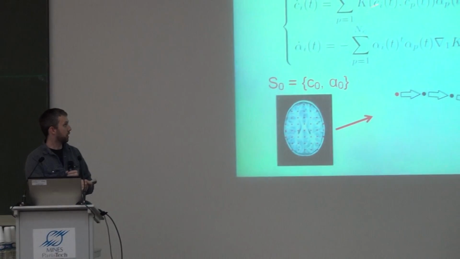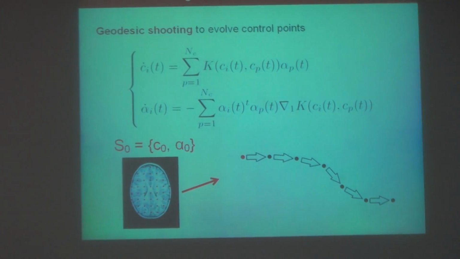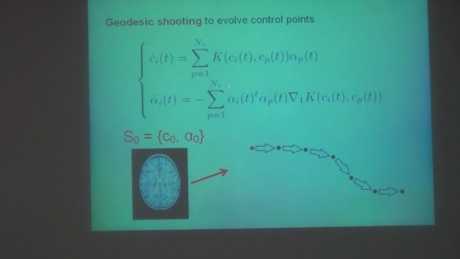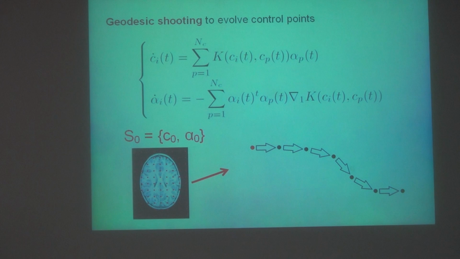Okay, so let's go into the pieces of the method one by one, and then I'll summarize. Hopefully we'll all be on the same page when I get to the results section. So first thing is that the control points, C0, alpha 0, parameterize a continuous trajectory of control points and momenta by geodesic shooting. By using these as initial conditions, by solving these coupled ODEs, we can compute the continuous trajectory of these control points and momenta. And it really just looks like a convolution with the kernel.